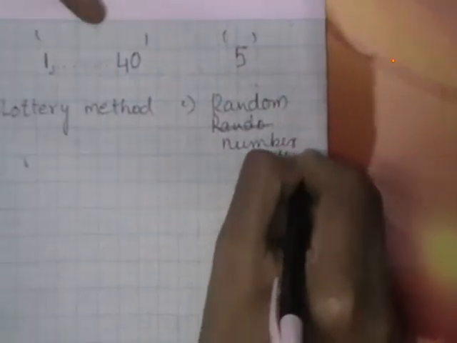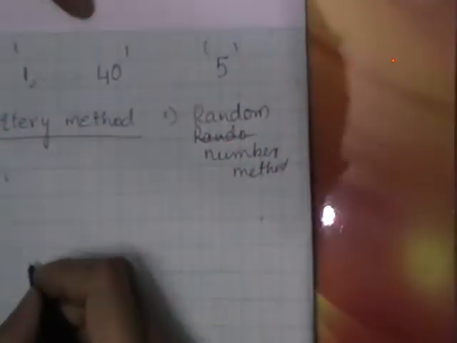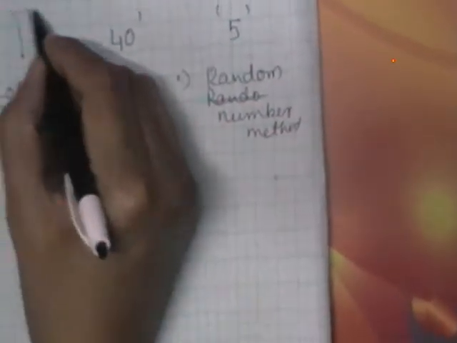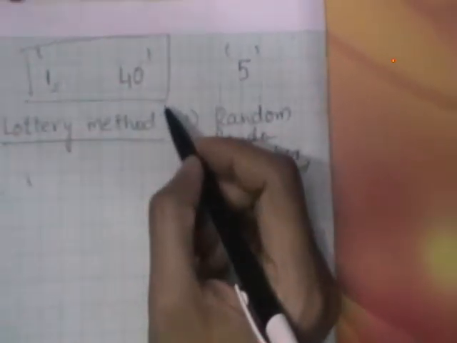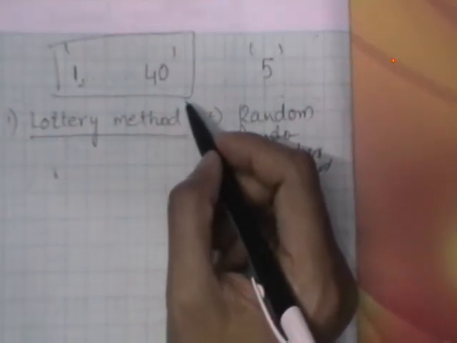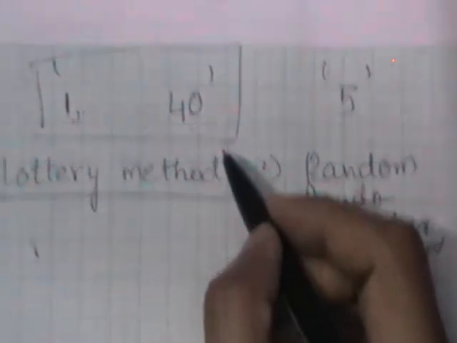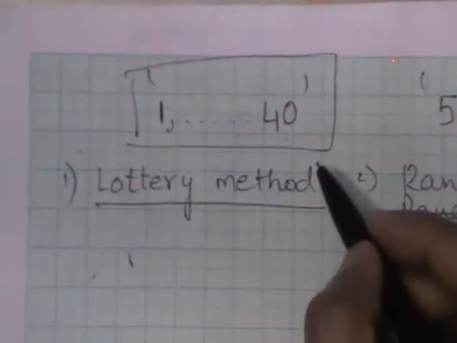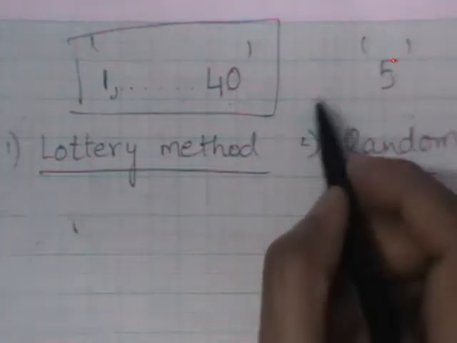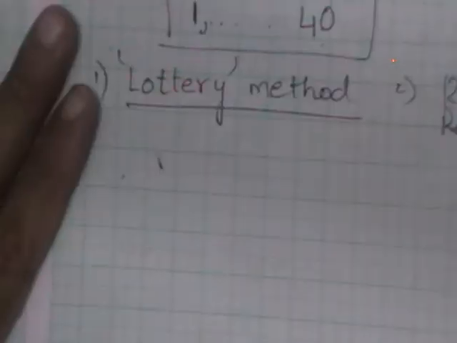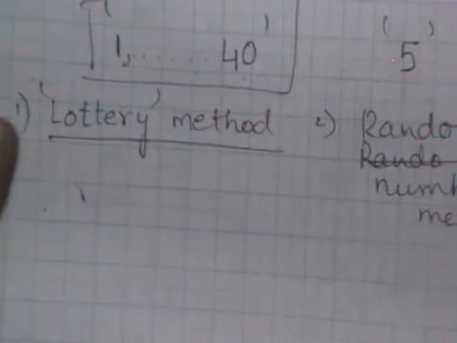Let us see what a lottery method is. I think this is a very simple one. Whenever you have 40 units and we are going to use probability sampling, what do you mean by probability sampling? All the units have an equal chance of being included. I want to choose 5 students, and the name itself tells you. I think you are well aware of this lottery method.